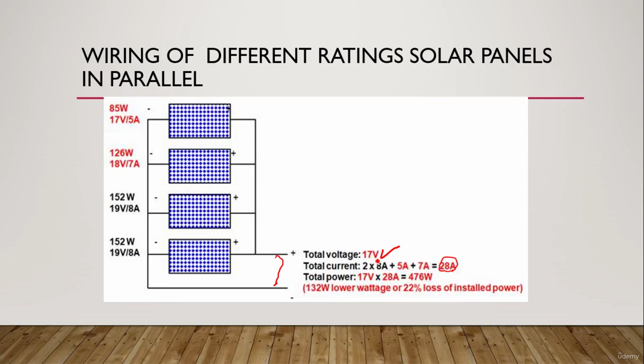Now, the total power is 17 times 28, we're going to get about 476 watt. This means about 132 watt losses compared to the original case, or 22% of the installed power.